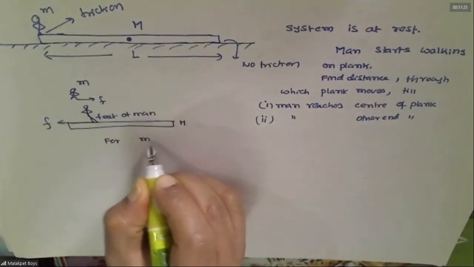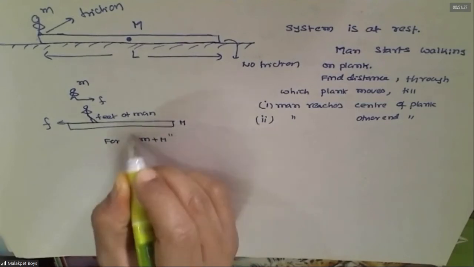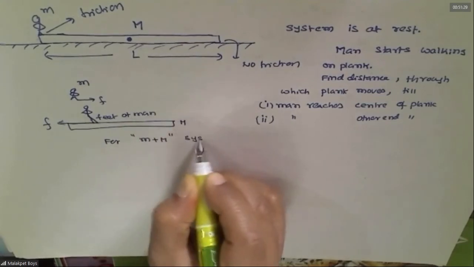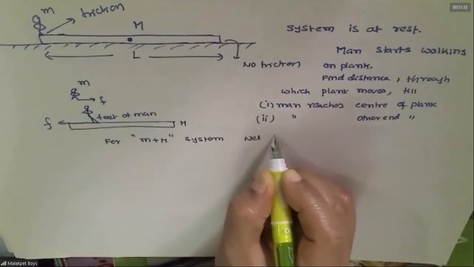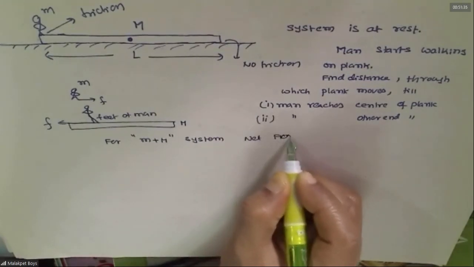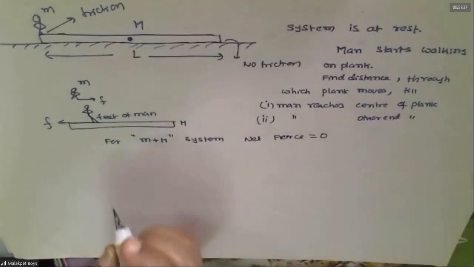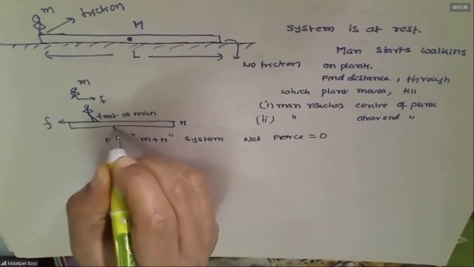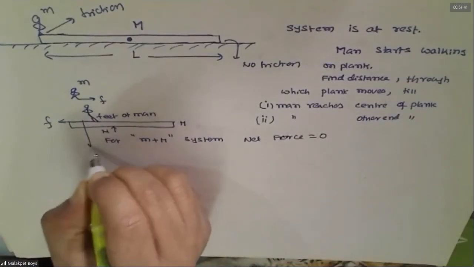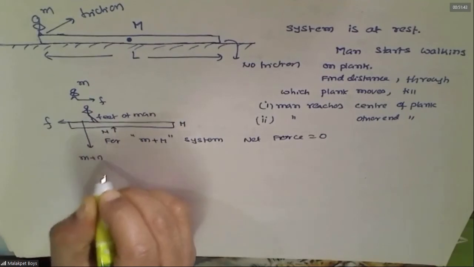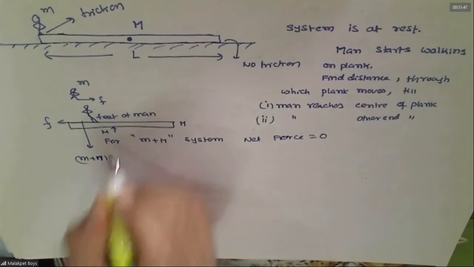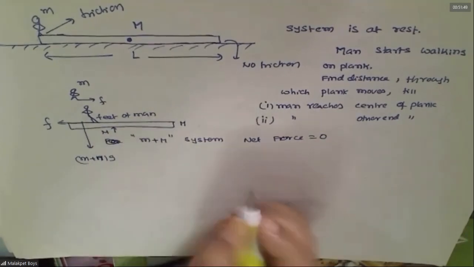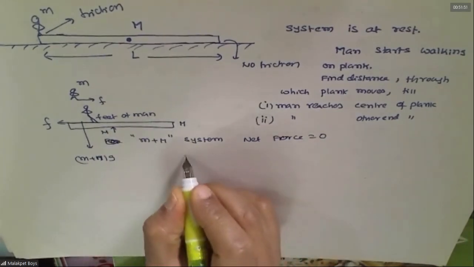For the M plus M system, there is no external force, so net force is what? Because the forces are balanced: this is the normal reaction, these are the total weight. Everything is balanced, no? Sorry, sir, mistaken. Understood this or not? Yes, sir. Now you can use this, no?